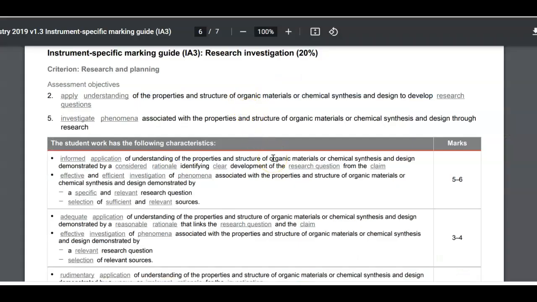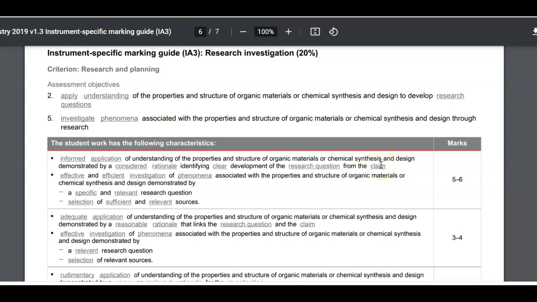This is the marking criteria for the section of the assignment that we're interested in, which is the rationale and the research question. So the specific marking criteria that I'll be marking the rationale on is informed application of understanding of the properties and structure of organic materials. This is for Year 12. Demonstrated by a considered rationale identifying clear development of the research question from the claim. Alright, so that's what I'm looking for.